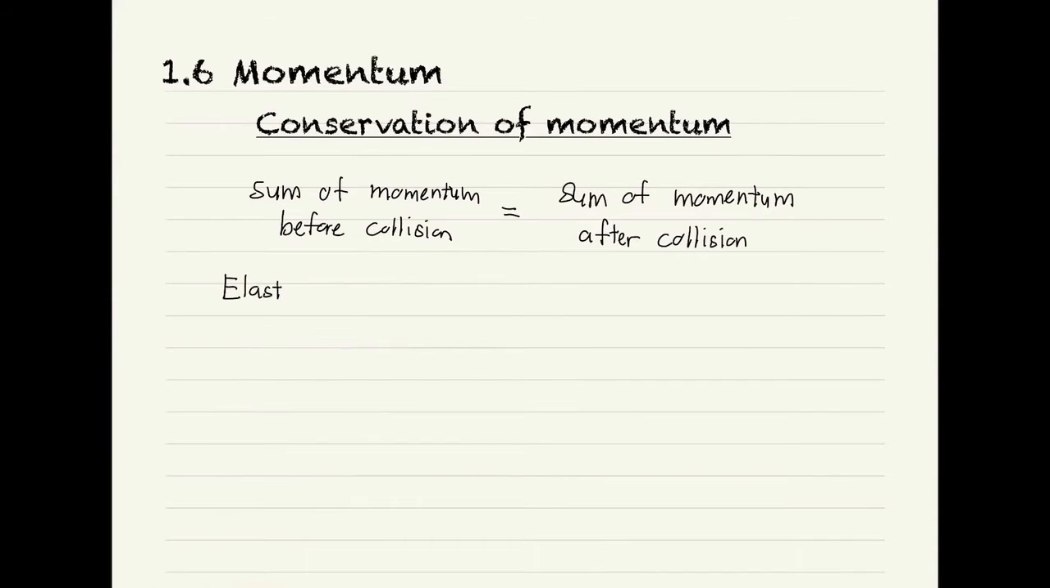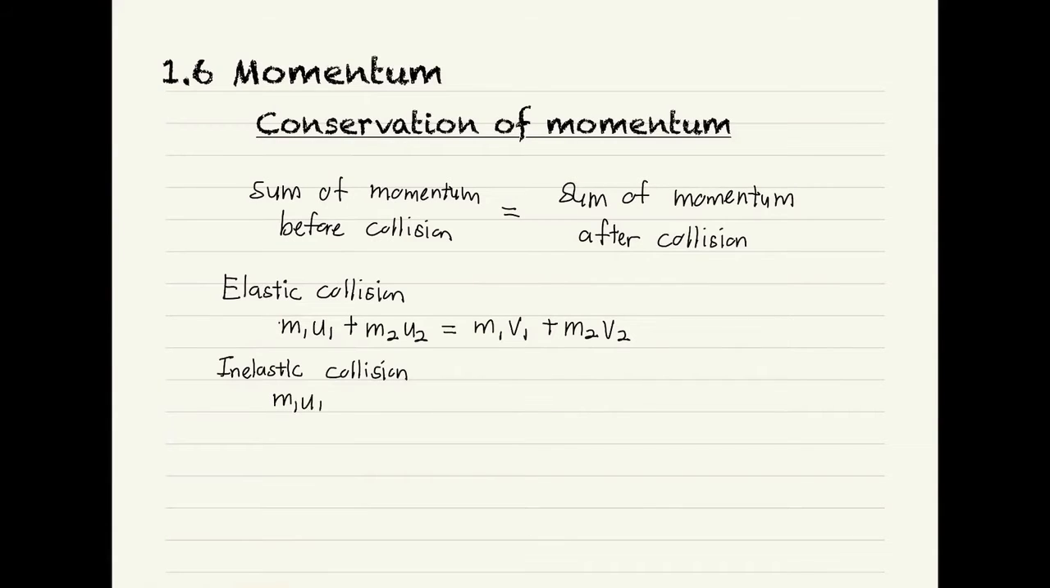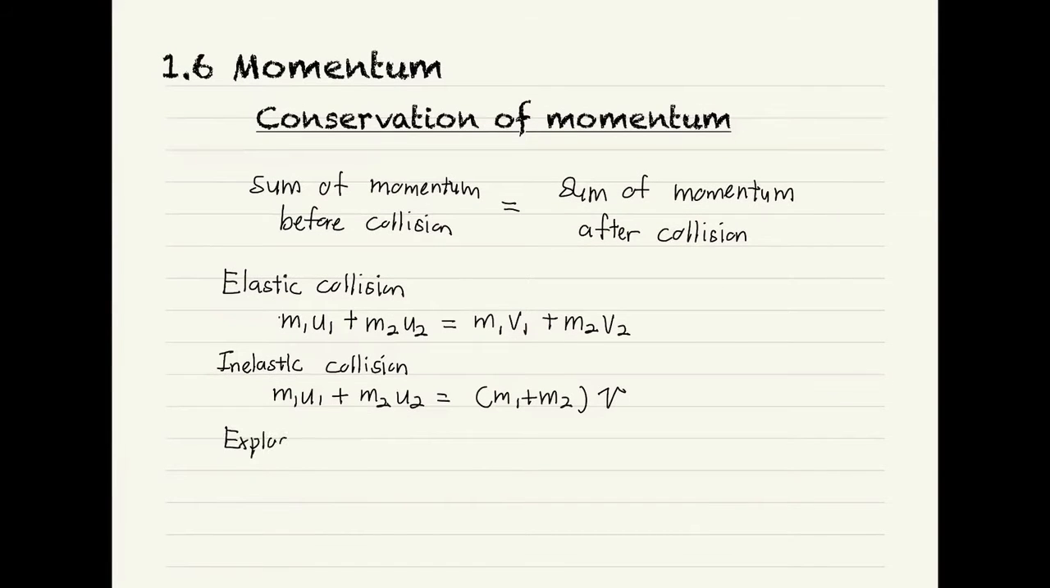For the elastic collision, we will use this formula: m1u1 + m2u2 = m1v1 + m2v2. For the case of inelastic collision, m1u1 + m2u2 = (m1 + m2) times v. For the explosion, 0 will be equal to m1v1 + m2v2.